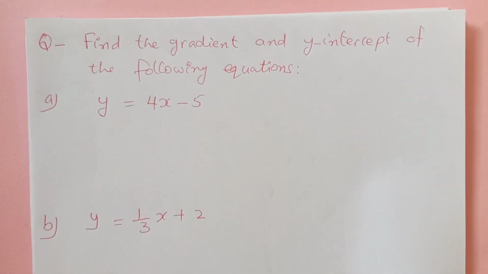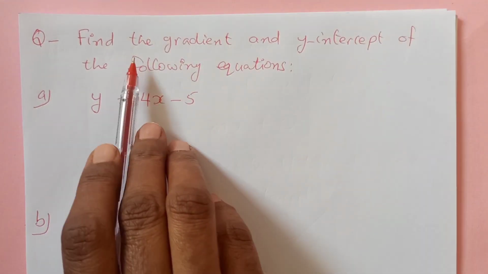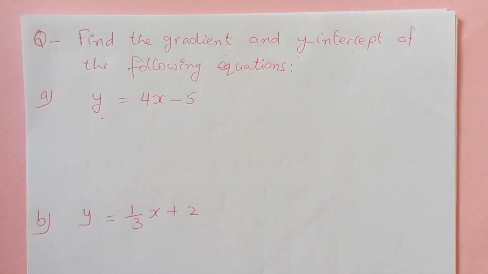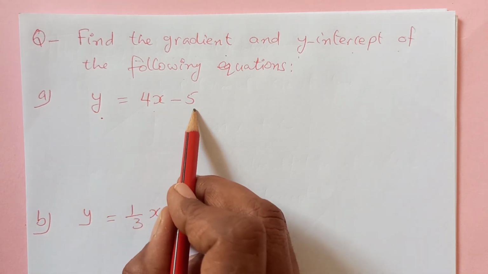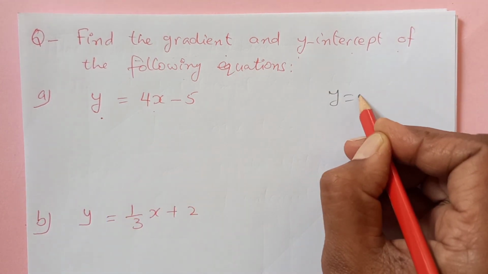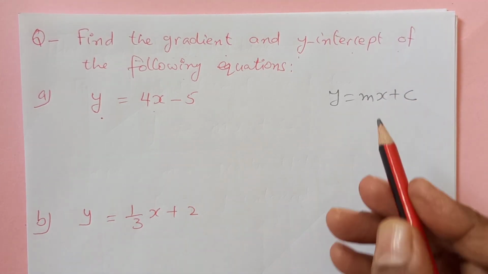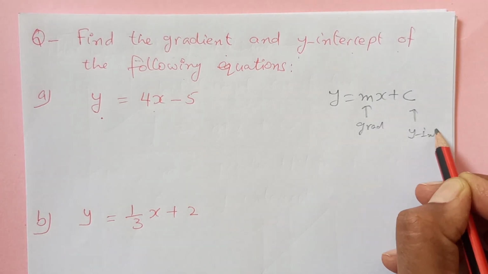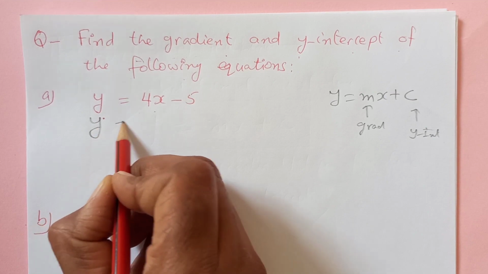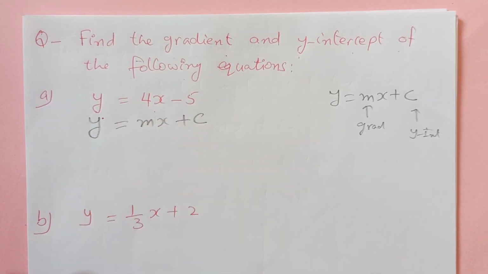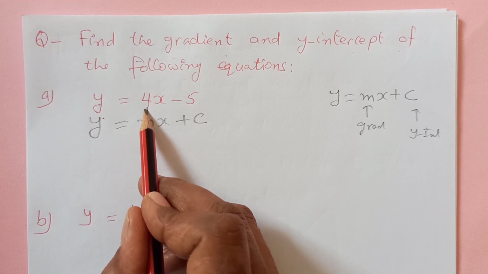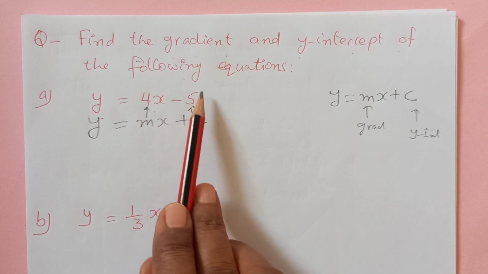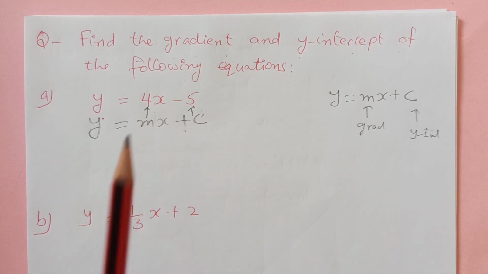Now I'm taking some examples here. Find the gradient and y-intercept of the following equations. We have y equals 4x minus 5. As I told you, the standard form is y equals mx plus c. Now you know that this is the gradient and this is the y-intercept. When you compare, y is y here, m is 4 and c is 5, but make sure that you include this negative sign also, because in the formula we have only a positive sign.